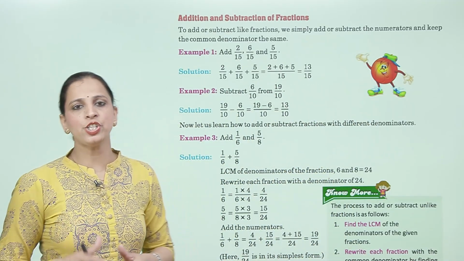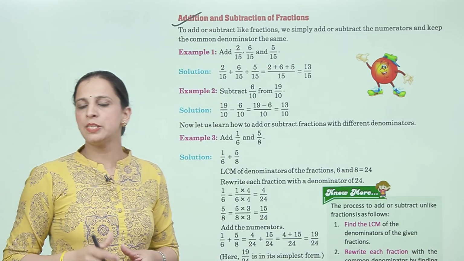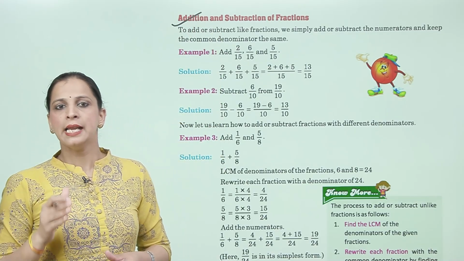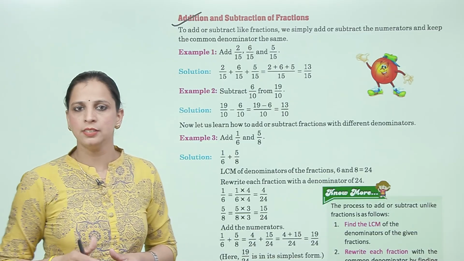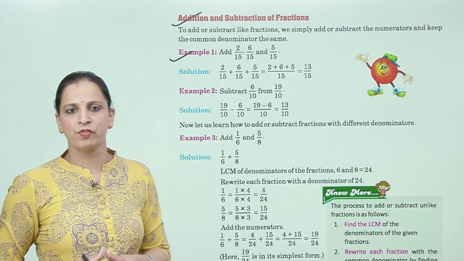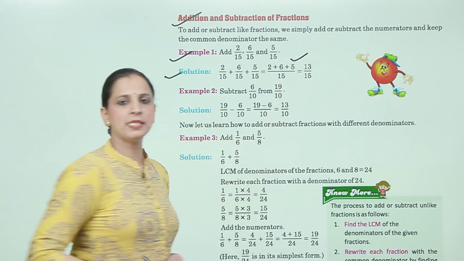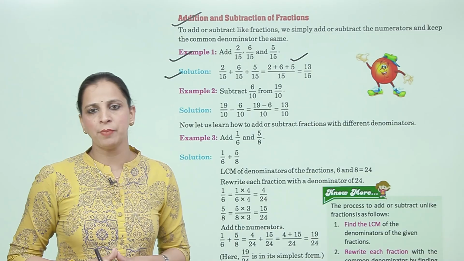Now next is addition and subtraction of fractions. To add or subtract like fractions, we simply add or subtract the numerators and keep the common denominator the same. Now example 1, add 2 by 15, 6 by 15 and 5 by 15. Solution, add the numerators 2 plus 6 plus 5, that is 13 by 15.